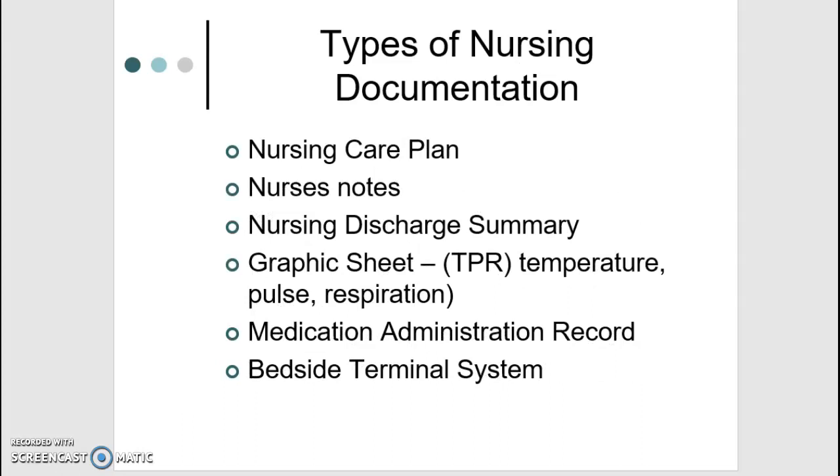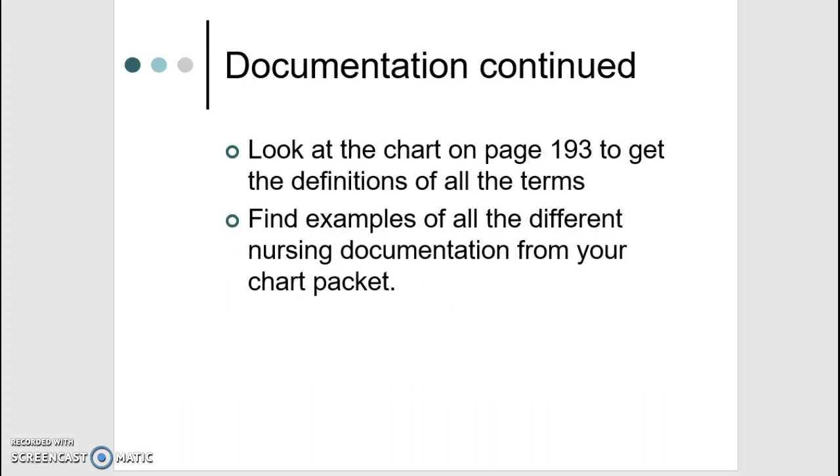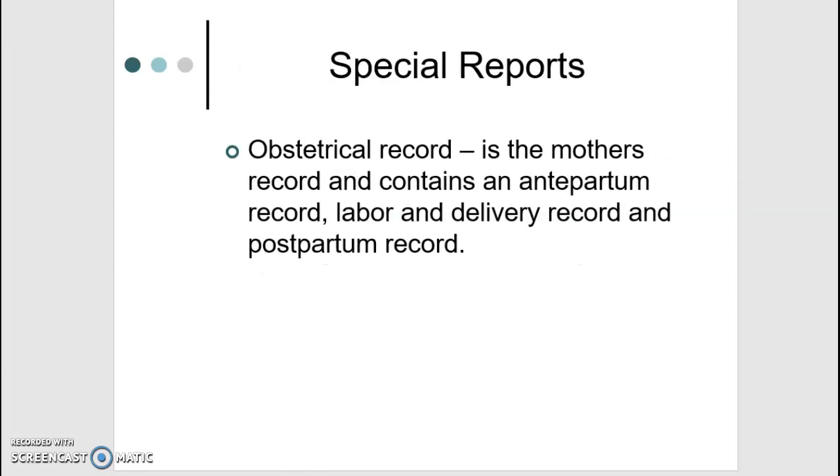Types of nursing documentation. You have the care plan, the notes, you have a nursing discharge summary. This is different than the physician discharge summary. A graphic sheet, which is going to show temperature, pulse, respiration, and what medications were administered. And then remember the bedside terminal, the other wording for that is point of care. So again, look at the definition for all the terms. Find examples of all the different nursing documentation from your chart packet.